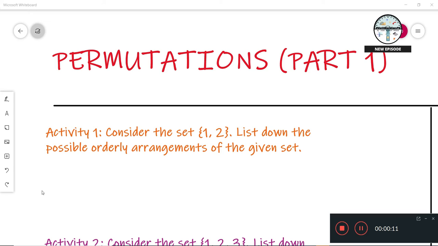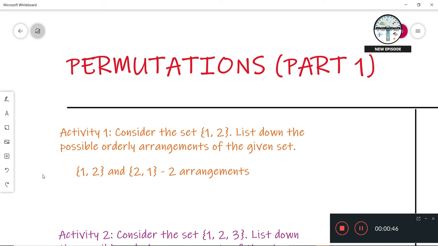Before that, I would like to request that you bring your paper, your pencil, or any writing material, because we will do an activity. The activity is to consider the set 1, 2. List down the possible orderly arrangements of the given set. Please give this a try, and if you're ready, please play the video and you will see the solution.